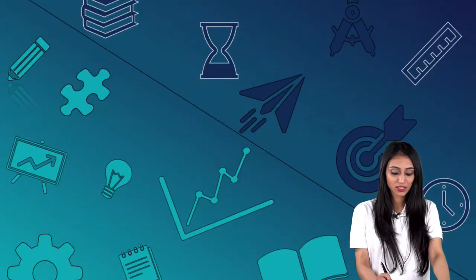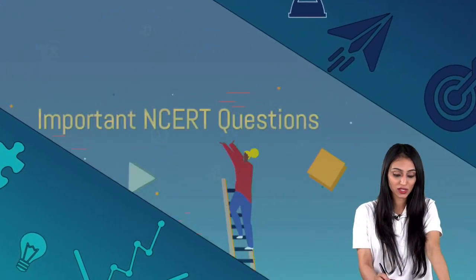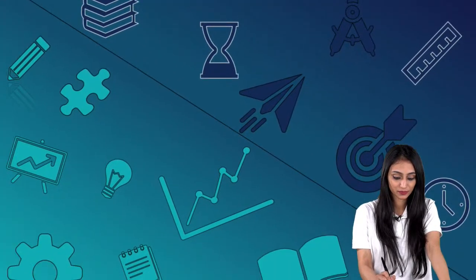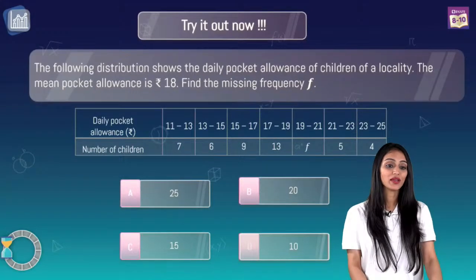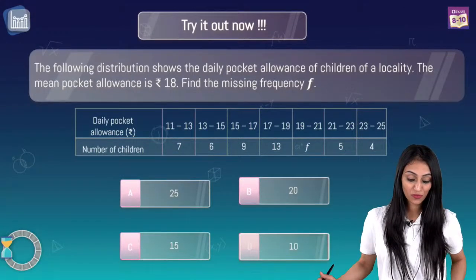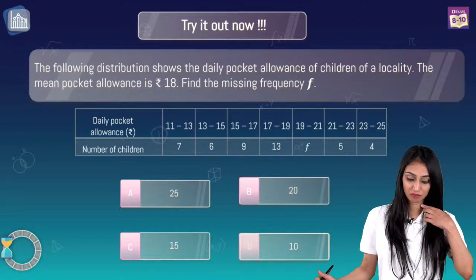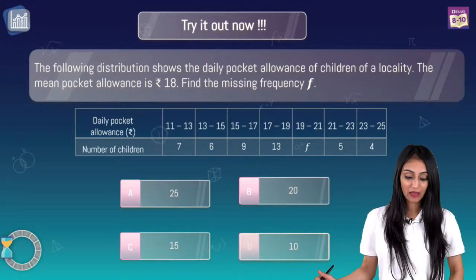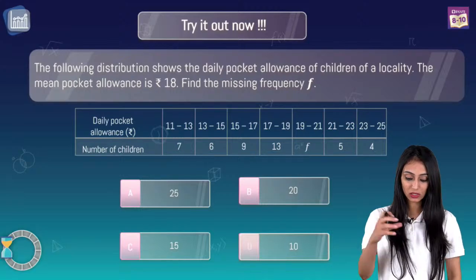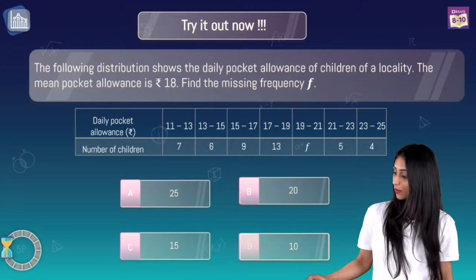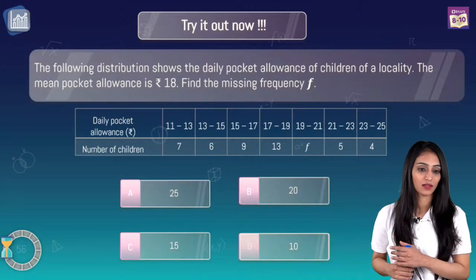Okay, let's move ahead. So this was about the previous year question. Now we'll be discussing the NCERT important questions. Here is a question for you to solve. The following distribution shows the daily pocket allowance of children of a locality. The mean pocket allowance is rupees 18. Find the missing frequency. I'm giving you 60 seconds to solve this question. Quickly solve the question and give your answer.